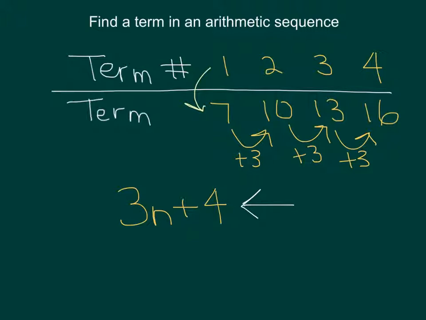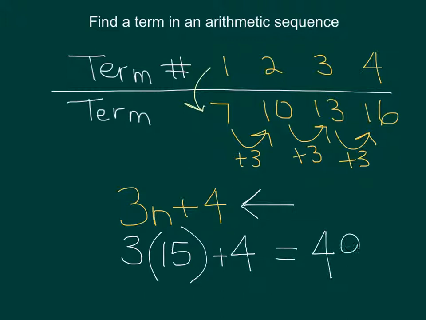So now you might be asked to find the 15th term. What you do is you have your equation, you replace whatever number of the term you're trying to get for your n variable, and then you solve. So 15 times 3 plus 4 is 49. That would mean that the 15th term in this sequence would be 49 if you continued the pattern all the way out to the number 15.